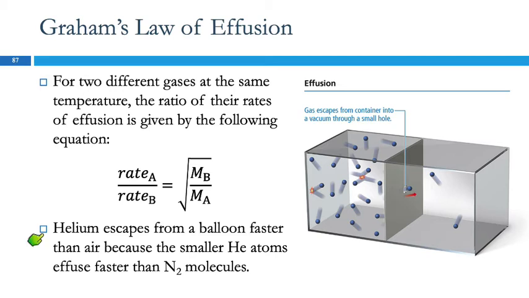But helium is going to escape faster than nitrogen, like air, because helium has a lower molar mass, its particles are moving faster, and its rate of effusion is going to be greater than the rate of effusion of nitrogen. So there you have it. That's the chemical explanation for why helium balloons go flat faster. Anybody have any questions?